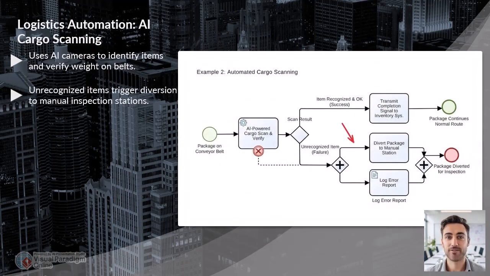When the AI cannot verify an item, the process automatically routes the package to a human operator, preventing errors and ensuring quality control.